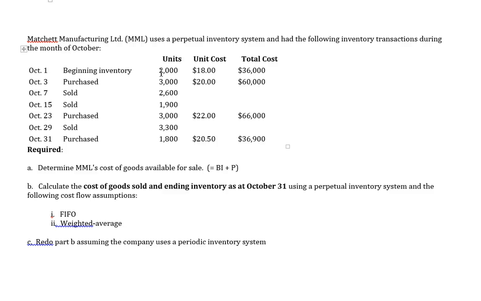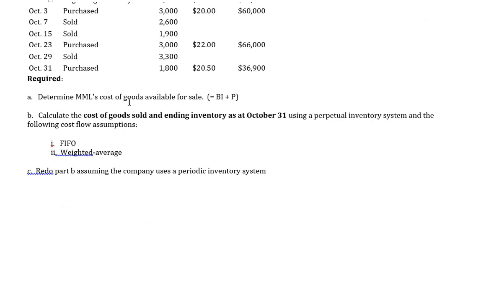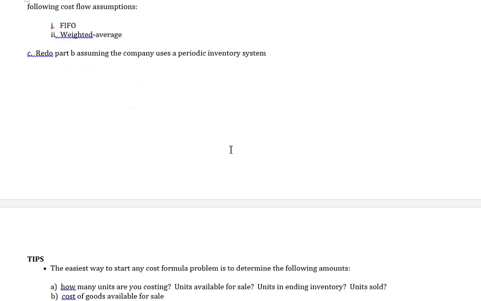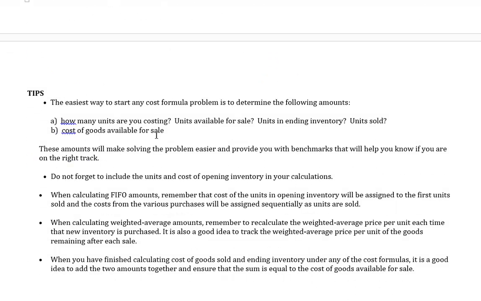If we sold it, it's going to be part of our cost of goods sold. If we didn't, it's going to be part of our ending inventory. So that's why they ask you here, first of all, to find out what you have to sell, because what you have to sell is either going to be in ending inventory or sold. And then you can find your cost of goods available for sale. So that's why in this question we asked you to do that first.